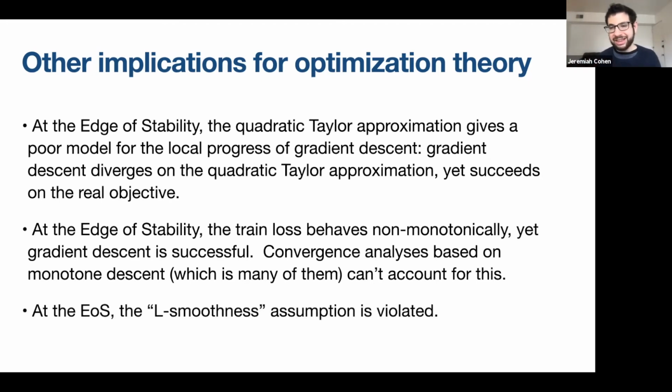And finally, if you get into optimization, there's a condition called L-smoothness, and there's a trend in the literature that people analyze neural network optimization under this assumption. I won't get into details because I want to wrap up, but that's clearly violated at the edge of stability, because those analyses assume that the sharpness is less than 2 over the step size. Here, the sharpness is actually greater than 2 over the step size.